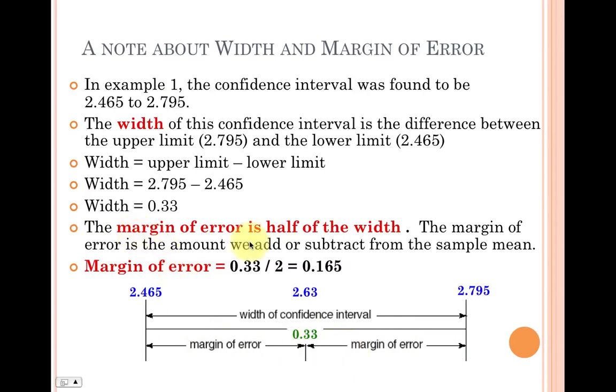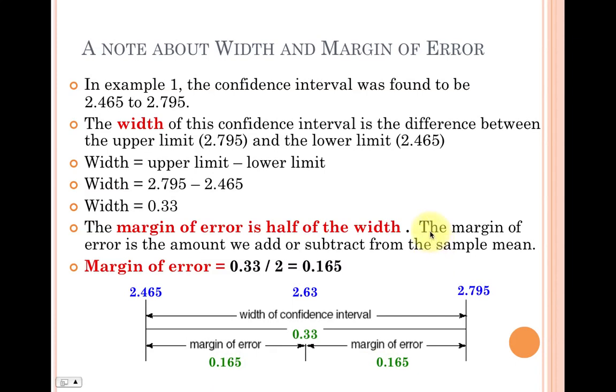The margin of error is half the width. So if we take our width, 0.33, and divide it by 2, which is basically cutting it in half, we get 0.165. So we have our margin of error on the left and the same margin of error on the right.